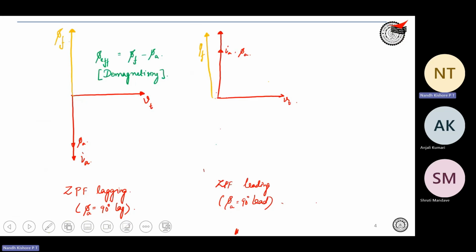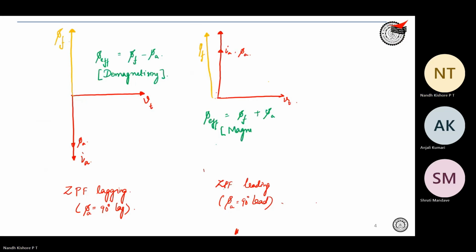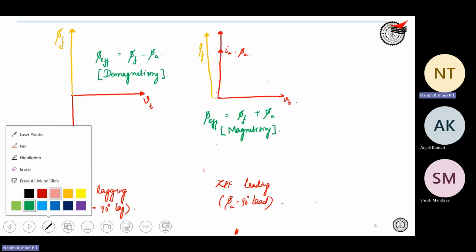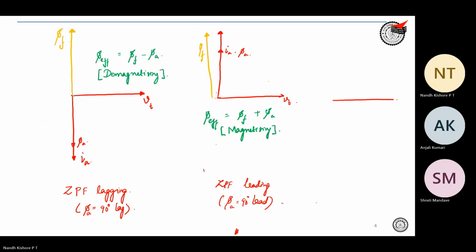Okay. So what you would see is that your phi effective, because both of them are in the same direction, phi effective is going to be phi F plus phi A, because both phi F and phi A are in the same direction. Therefore, it gives you a magnetizing effect. Right? And lastly, we have this condition that you have unity power factor.